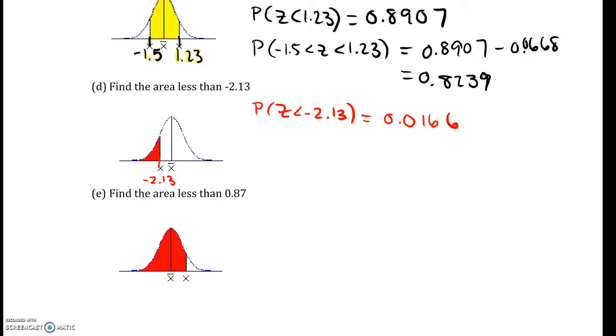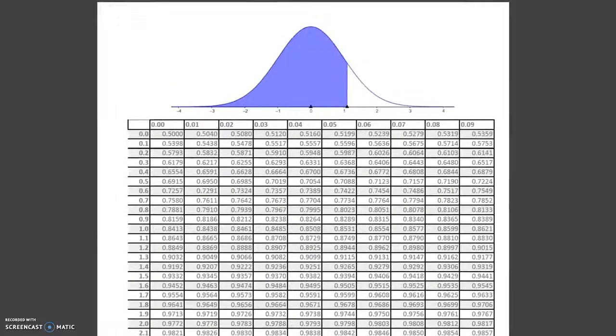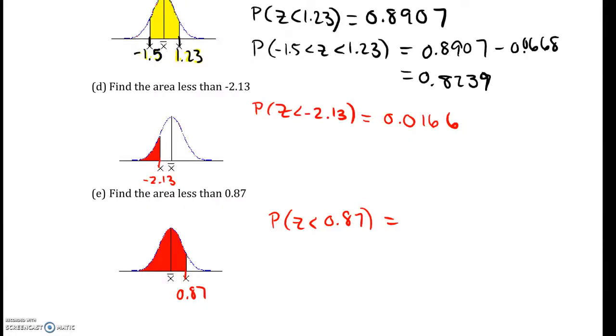Okay. And same, if I want to find the area less than 0.87, this is a positive Z value, but it's still a less than type question. And so all I have to do is look up that Z value on my chart. 0.87. Oops, next one down. 0.8078.